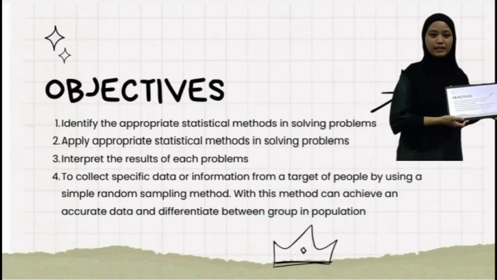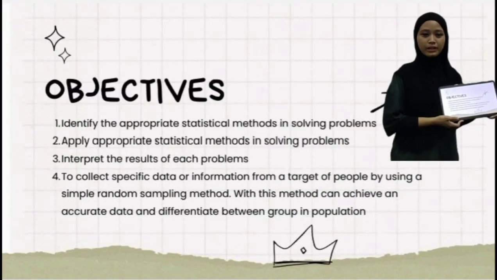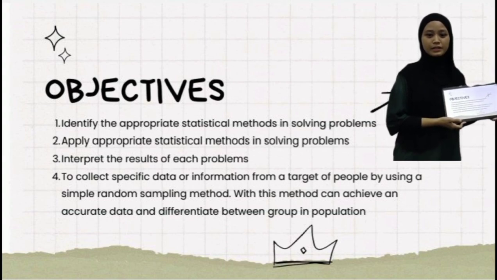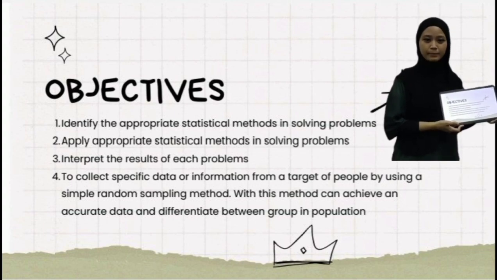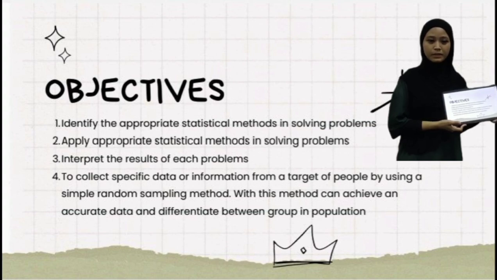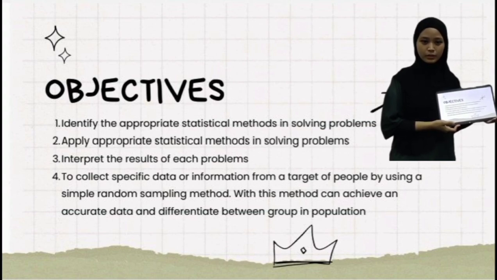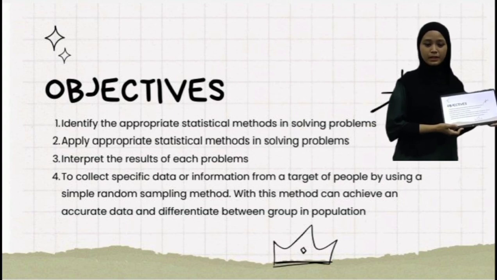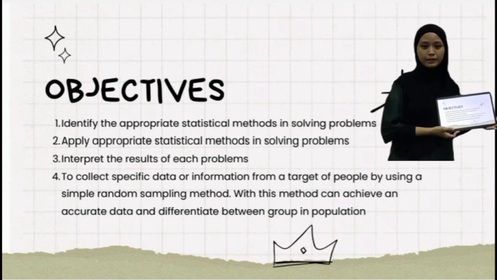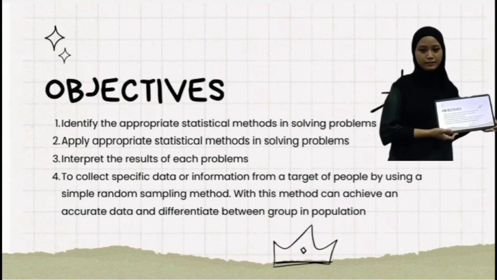So, for objectives, number 1 is identify the appropriate statistical methods in solving problems. Number 2 is apply appropriate statistical methods in solving problems. Number 3 is interpret the results of each problem. And the last one, to collect specific data or information from a target of people by using a simple random sampling method. With this method, we can achieve accurate data and differentiate between groups in the population.